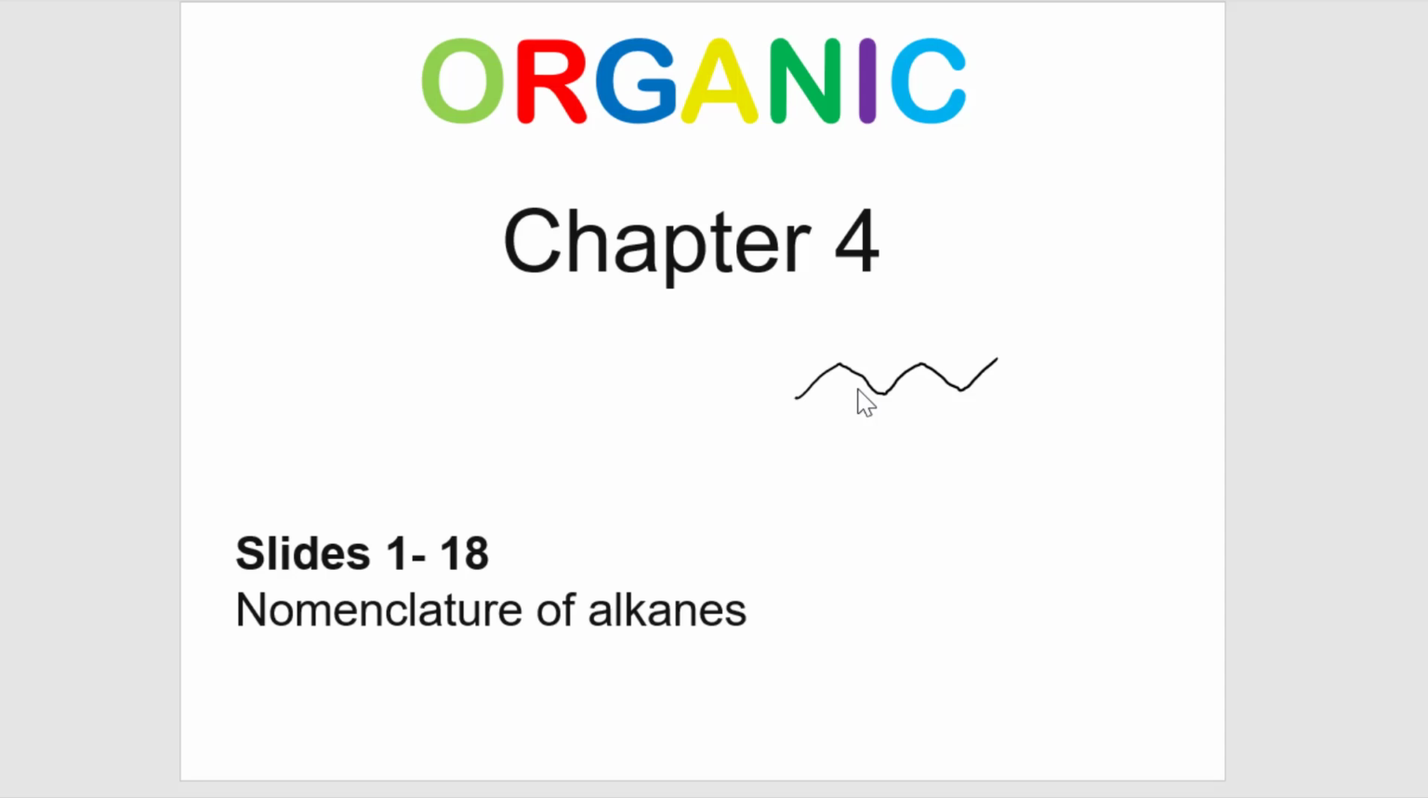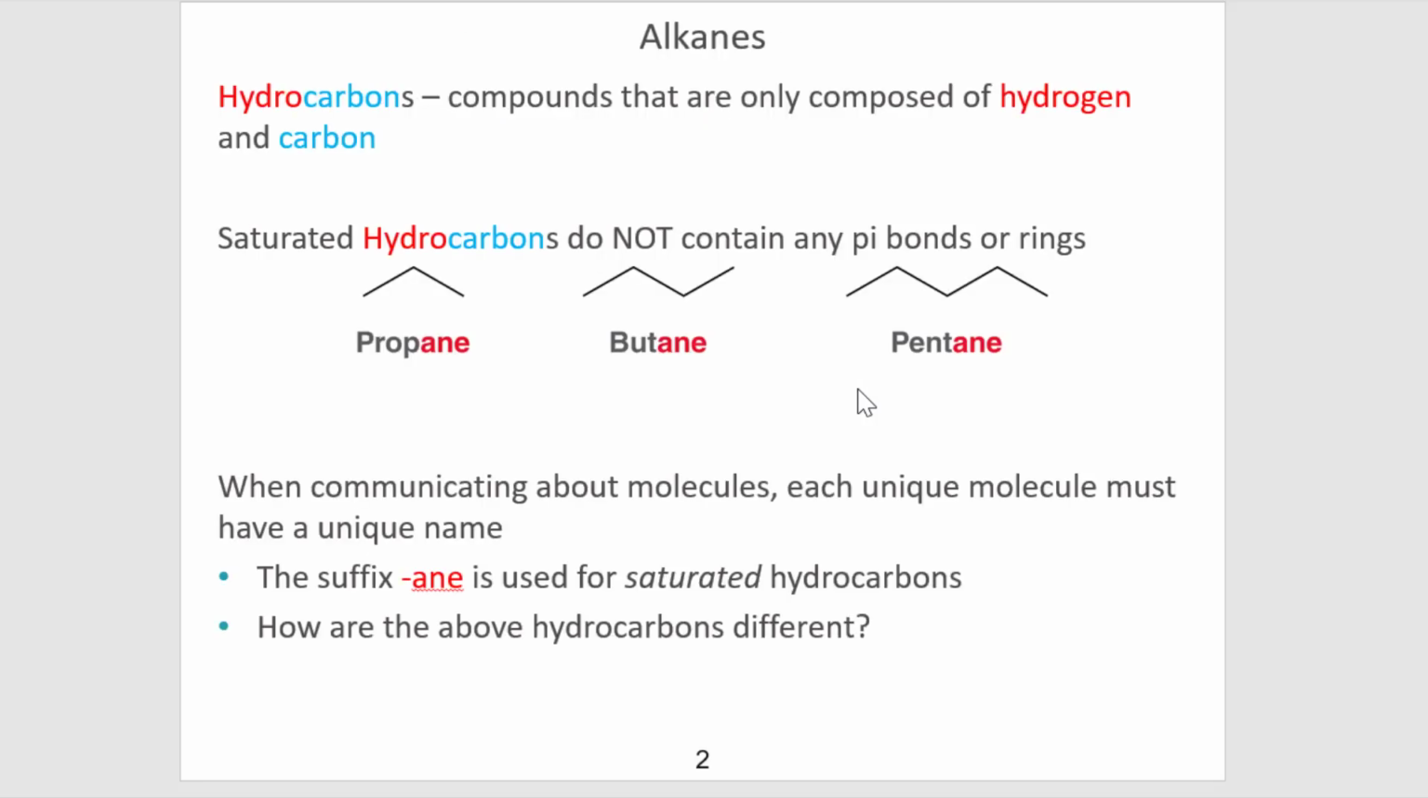We're going to try to understand them outside of being stagnant-looking structures or drawings. So really, chapter 4 and chapter 5, there's no chemistry happening in these chapters. It's really learning to interpret a higher level of understanding of these three-dimensional molecules. Okay, so let's begin. Slides 1 through 18 talk about nomenclature. This is just a fancy word for naming.